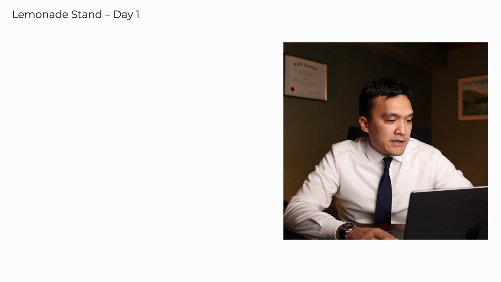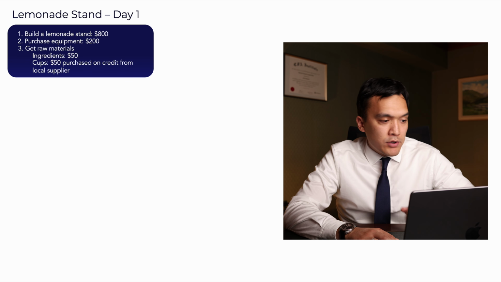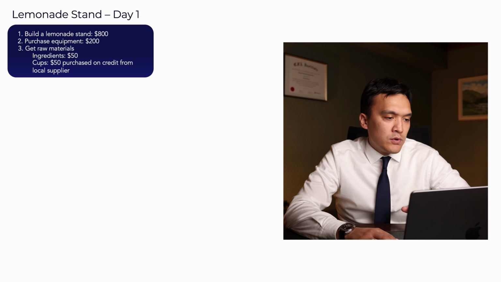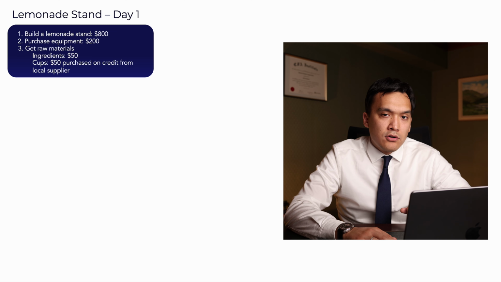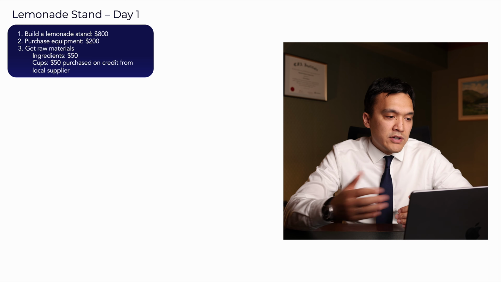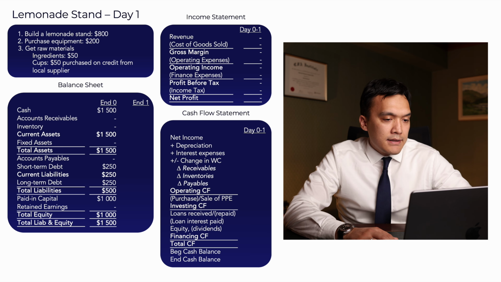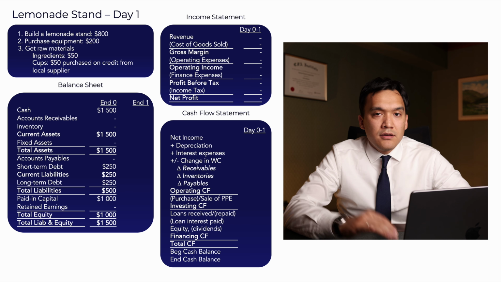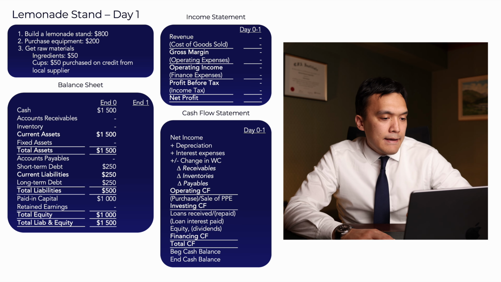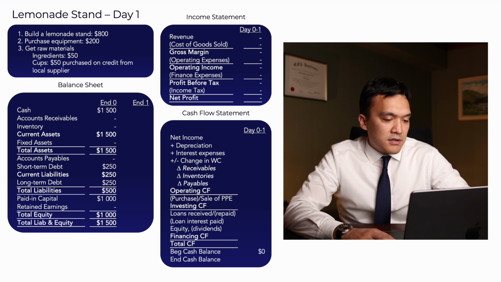Now let's make it more interesting and move to day 1. During the first day, we purchased a lemonade stand for $800, we purchased equipment for $200, and we purchased raw materials. We bought $50 at the wholesale store, and we purchased cups for $50 on credit from our local supplier. As you can see, we have a balance sheet, income statement and cash flow statement. And in the income statement, we again don't have anything because we haven't started our operations yet. And in the cash flow statement, we can see that our beginning cash balance is $0.